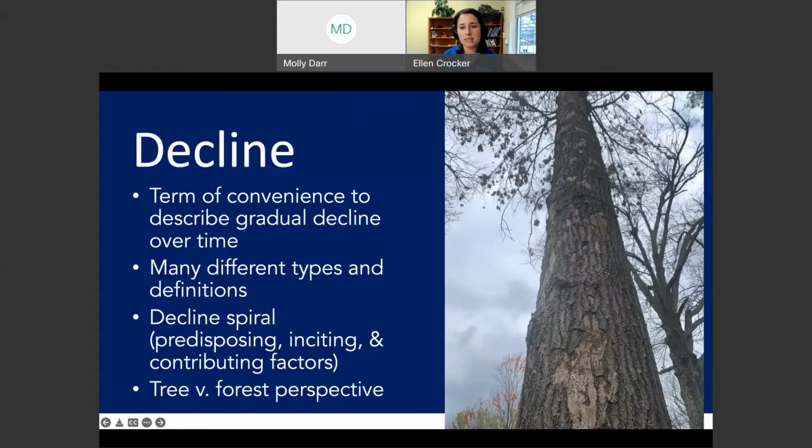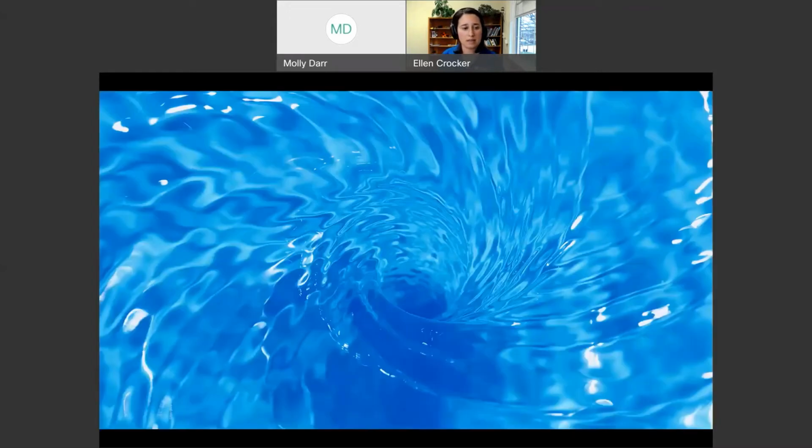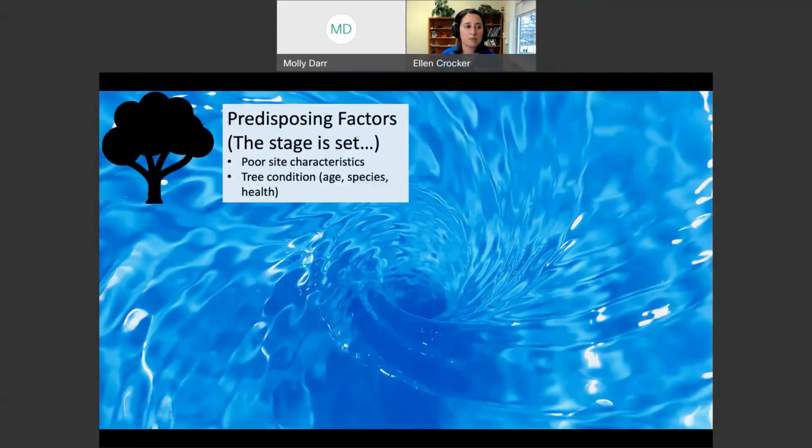So let's take the example of oak decline, since it's in my backyard and I'm familiar with it. In the central hardwoods context, you have a predisposing factor, so the stage is set for decline. You might have poor site conditions. You might have tree health conditions, old red oaks in the case of oak decline.